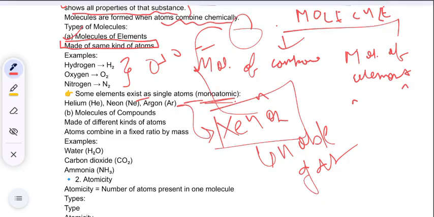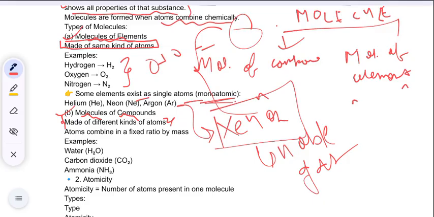Okay, now see, molecule of compound. First we discussed molecule of element. Now we are going to discuss molecule of compounds. They are formed of different kinds of atoms. Means in a compound, the molecules are made of different kinds of atoms. Means in element, molecules are made of the same atom. In compound, molecules are made of different atoms.